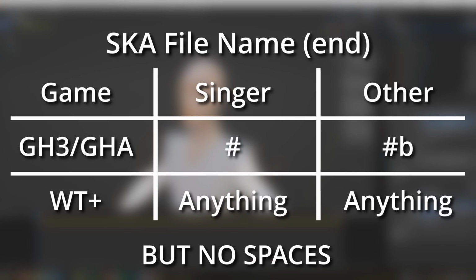If the file is for the lead singer, end the file with a number. Otherwise, end it with a number and the letter B. This is mainly for Guitar Hero 3, because when compiling for it, the lead singer's animations must end with a number, and the guitarist's animations must end with a number and the letter B. If you're only concerned about using these files for World Tour or above, you can name them whatever you like, as long as there are no spaces.